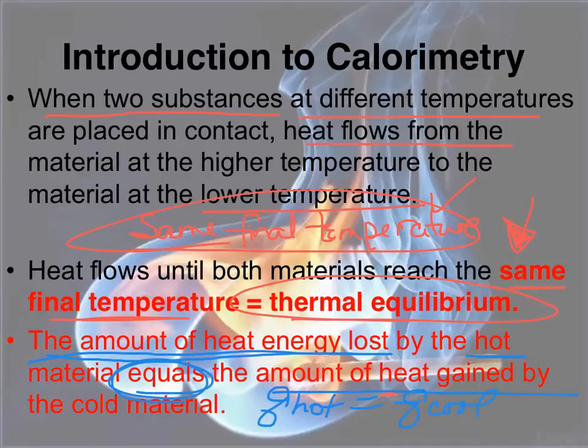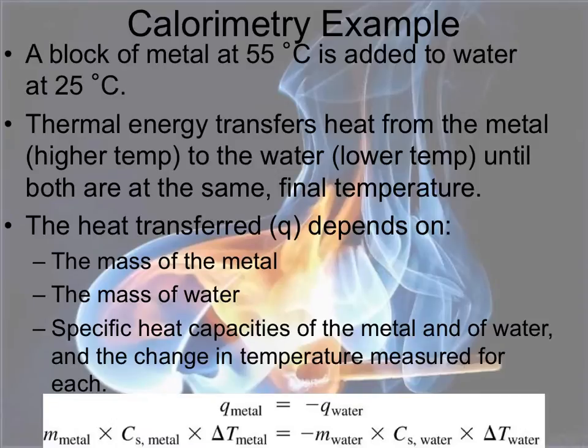Okay, so we'll put a negative on one side and a positive on the other, but the absolute quantity will be the same. So let's get started trying to do an example anyway. Here's a very, very common calorimetry example. You have a block of metal that is hotter than room temperature. You may remember that room temperature is usually around 25 degrees Celsius.